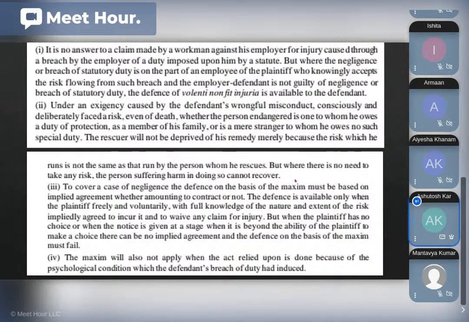But when the plaintiff has no choice, or when the notice is given at a stage when it is beyond the ability of the plaintiff to make a choice, there can be no implied agreement, and the defense on the basis of this maxim must fail.